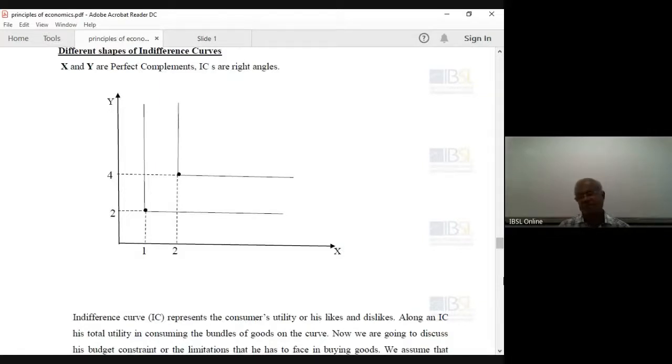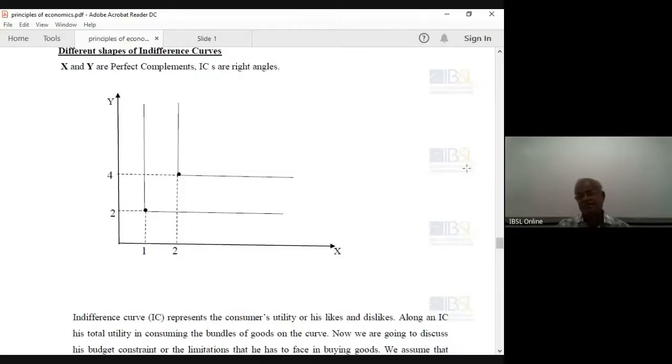More is preferred to less. I use the term tanha in Buddhism, called tanha. So consumers, in a free enterprise economy, always prefer more to less. That is another assumption about the consumer's taste.